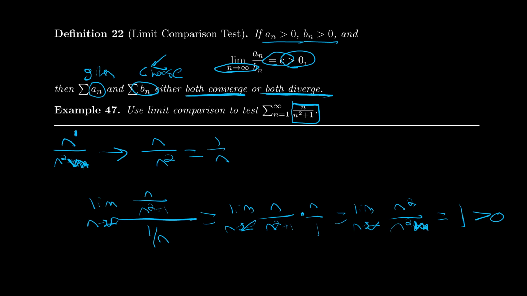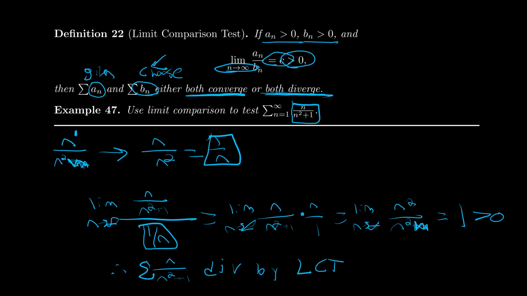What did we compare against? We compared against something that diverges. So therefore, we say the series n over n squared plus 1 diverges by the limit comparison test with, what are we comparing it against? We're comparing it with 1 over n.